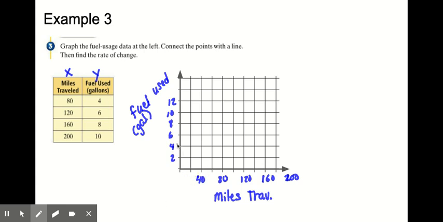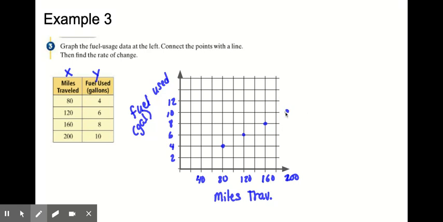And now I simply plot my points. So 4 gallons, 80 miles, 6 gallons, 120 miles. Oh, nope, that goes there. Okay, and it's really important when you're graphing that you're really being careful and paying attention. 160 miles is 8 gallons. 200 miles is 10 gallons, which would go there.